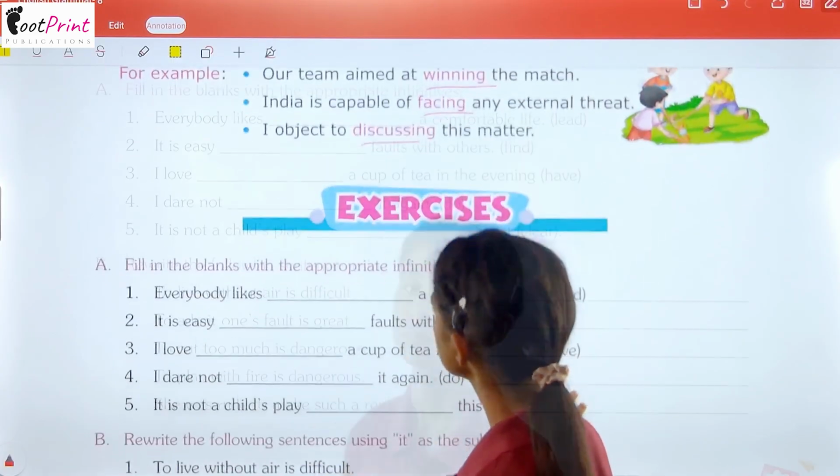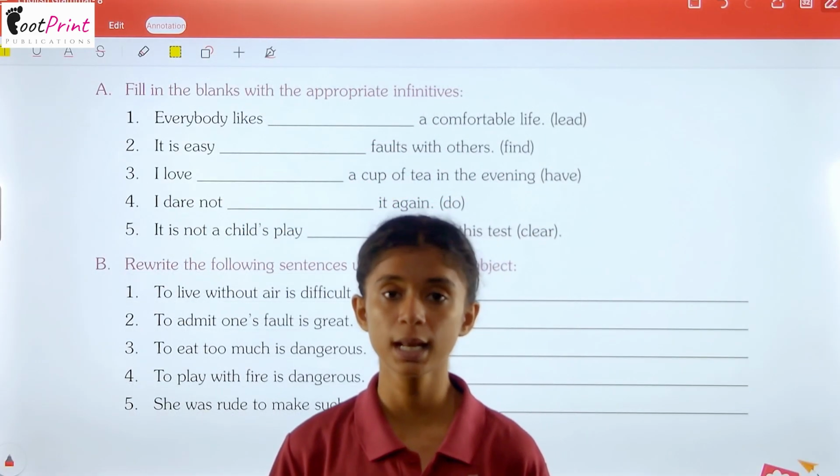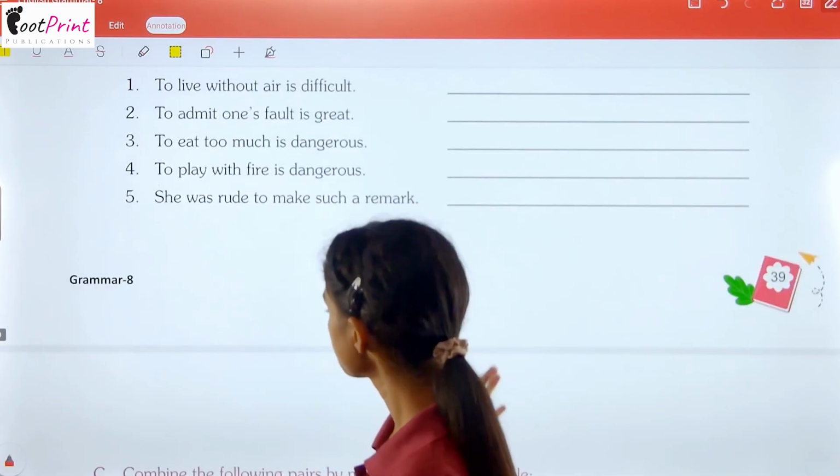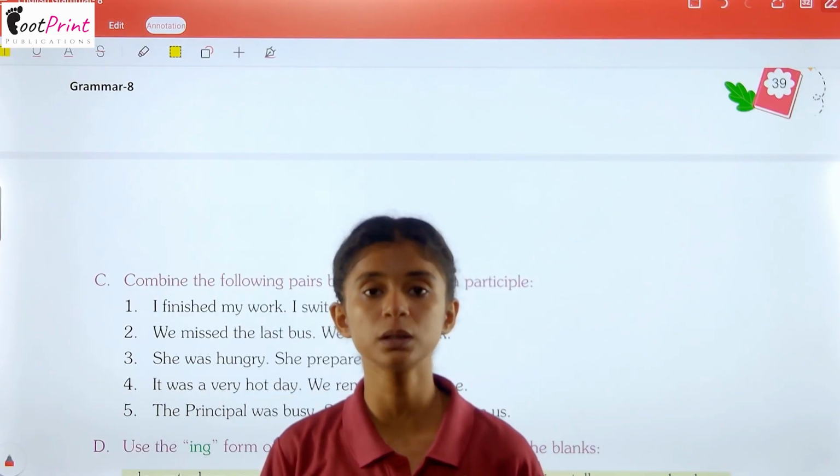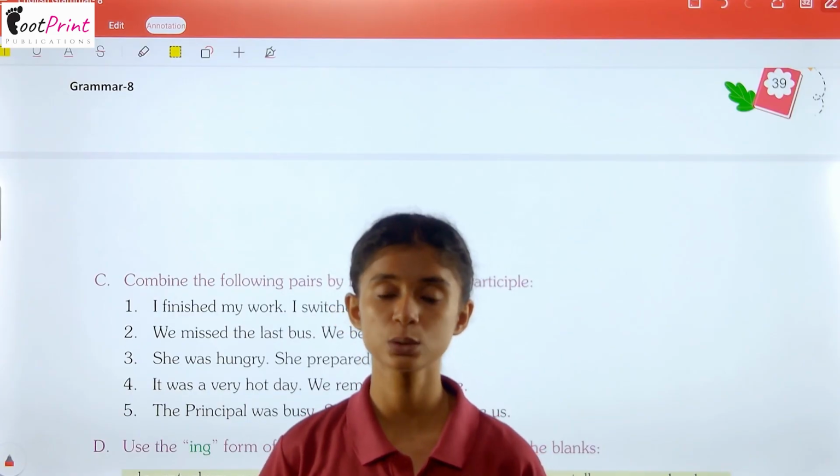So, that's it for today. I hope you understood the chapter well, and now we have this exercise which you have to try for yourself. It is completely based on your chapter, and if you understood it well, you can do it as well.